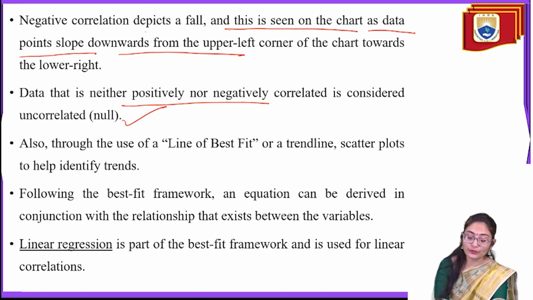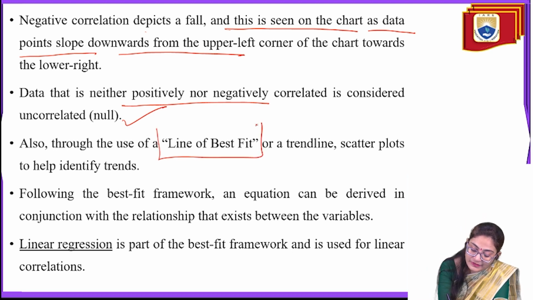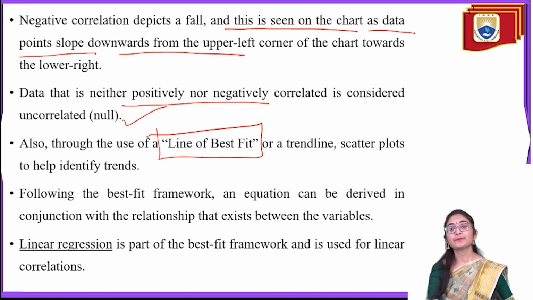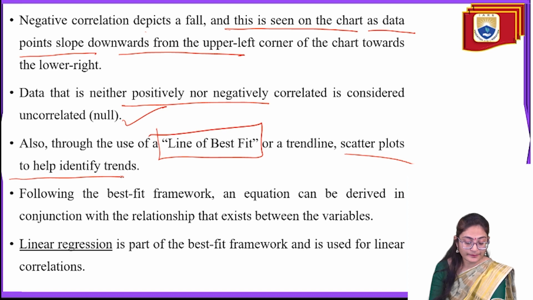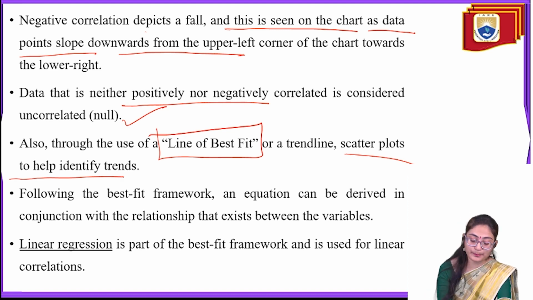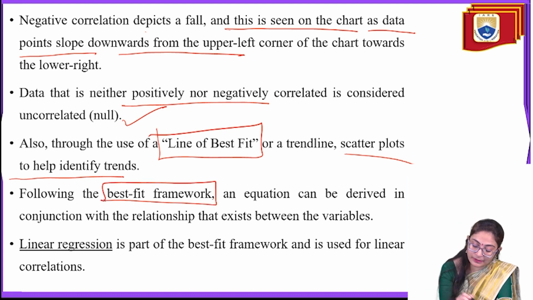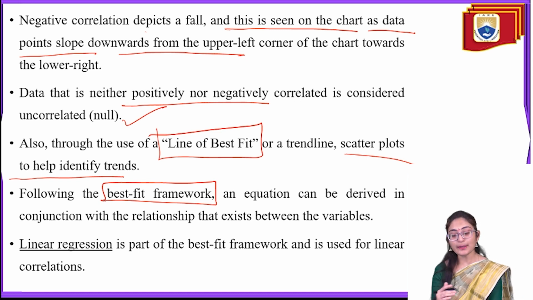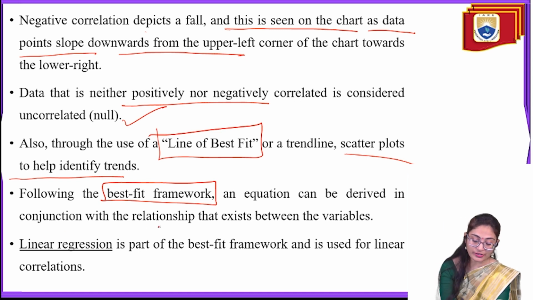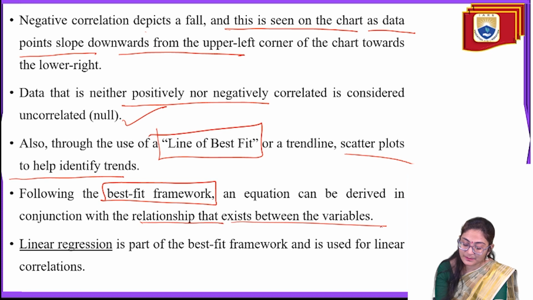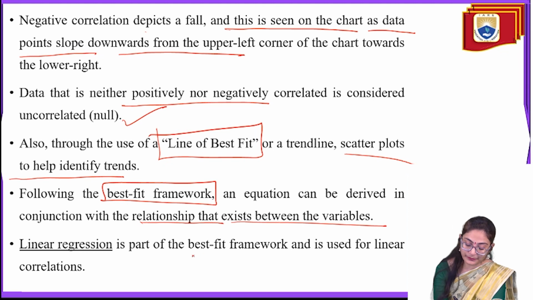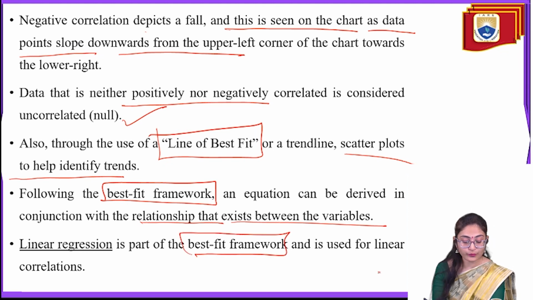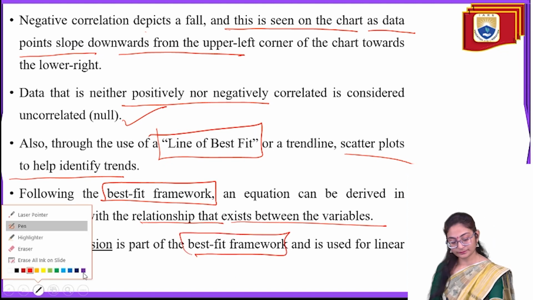Also, the line of best fit or trend line can be used on a scatter plot to help identify the trends. Following the best fit framework, an equation can be derived in conjunction with the relationship that exists between the variables. Linear regression is part of the best fit framework and is used for linear correlation.